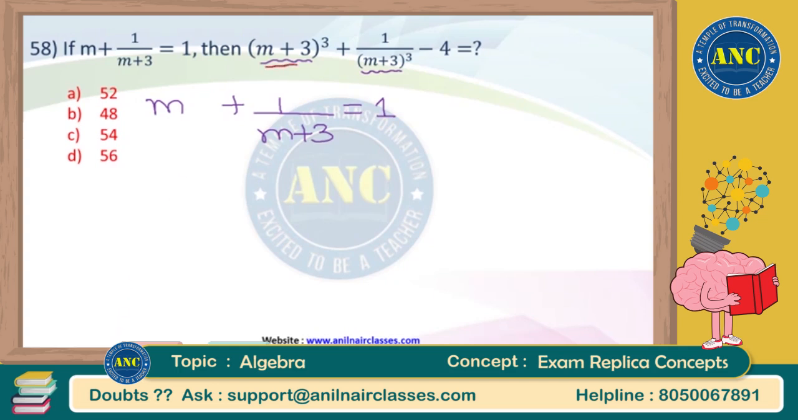Here it is m plus 3. Here also it is m plus 3. Here also it is m plus 3. Then why not m plus 3 here? Make it m plus 3 here also. That means you added 3 on the left hand side, so add 3 on the right hand side also. Right hand side becomes 1 plus 3, 4.